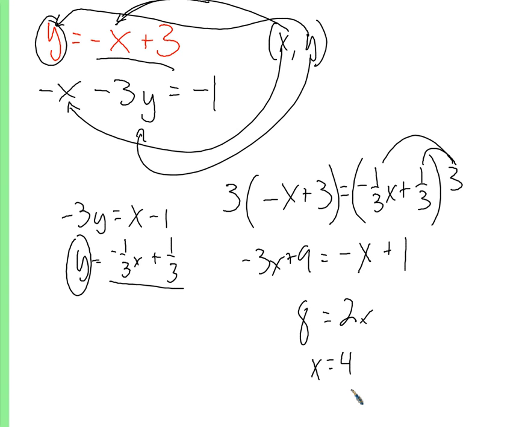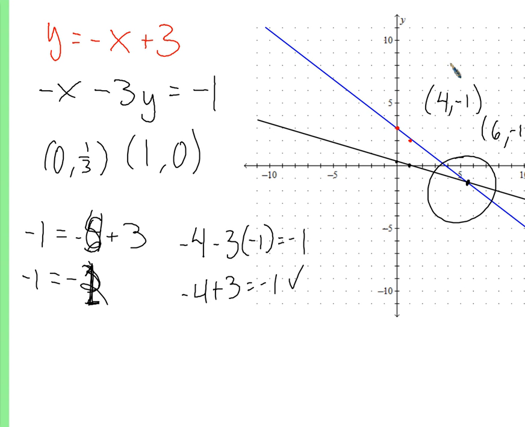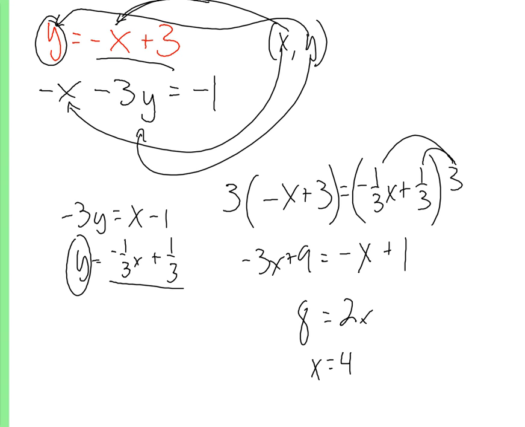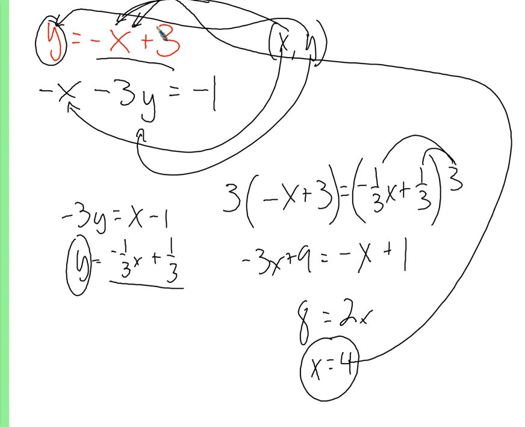Are you surprised that x is 4? Why not? Haven't we already done this by graphing? Yeah. And we guessed our way to x is 4, and y is negative 1. So if I take this x is 4, and I plug this x back in here, what do you think I'll get for y? Negative 1. Yeah, exactly. Negative 4 plus 3, negative 1. That's what y is. So we found the place where they intersect, by solving them both for y and setting them equal to each other.